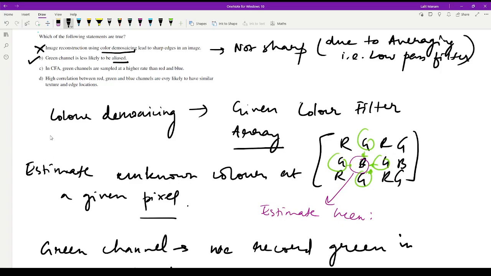Okay, in CFA, that means color filter array, green channels are sampled at a higher rate than red and blue. Is it true? Yes, by definition we do. We use more green, but why?